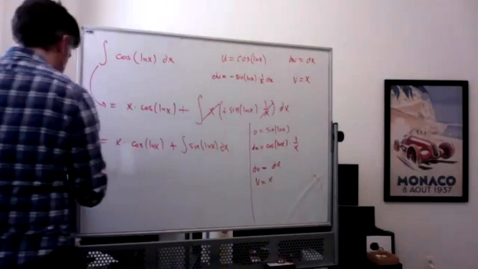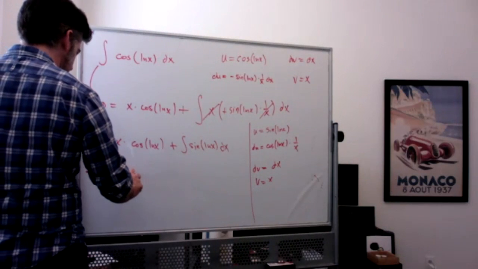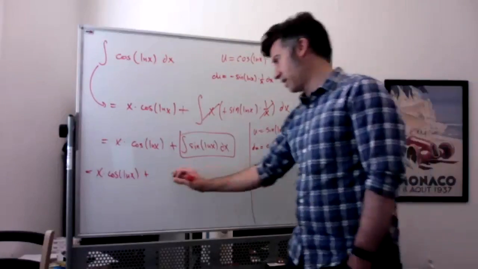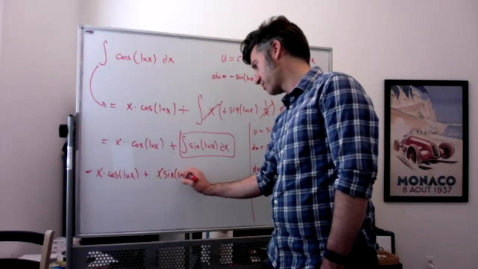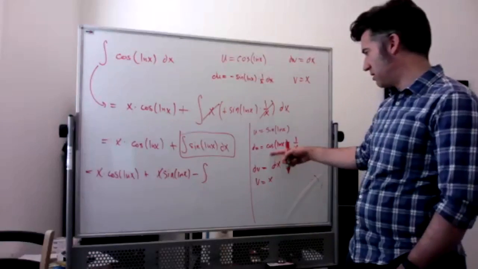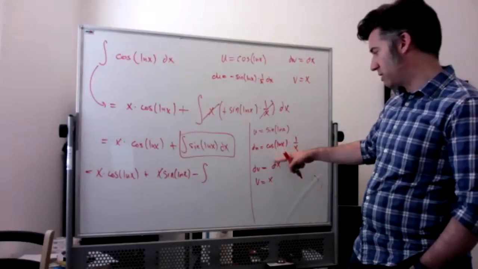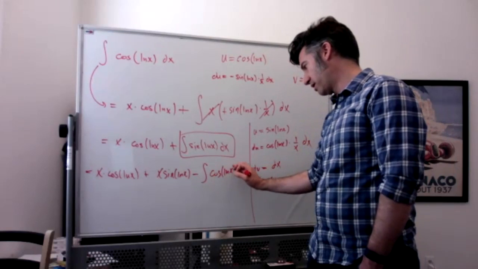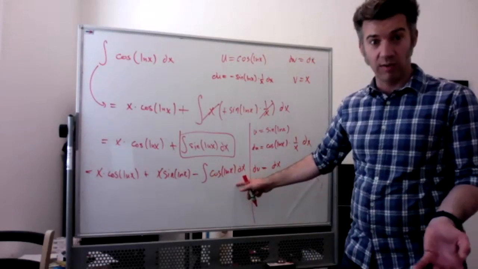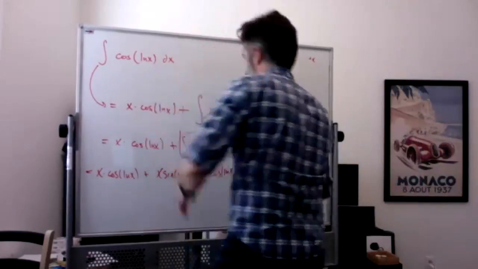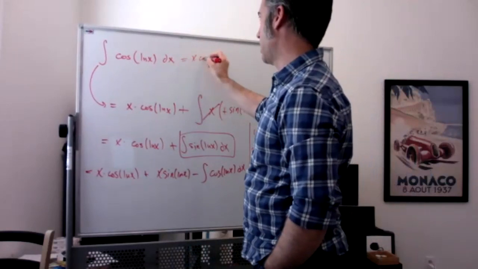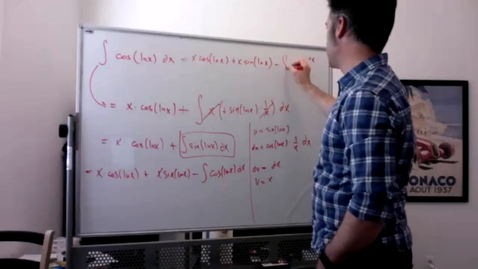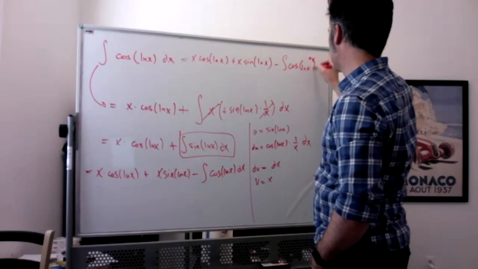So then this is going to end up equaling x times cosine of natural log of x, plus now the integral of this is my uv, so x times sine of natural log of x, minus the integral of my v du. Now I am going to simplify this here. In v du, the x times the 1 over x cancels, and you just get cosine of natural log of x dx. But look, now we're literally back to where we started. So we ended up getting that this integral is equal to x times cosine of natural log of x plus x times sine of natural log of x minus the integral of cosine of natural log of x dx.